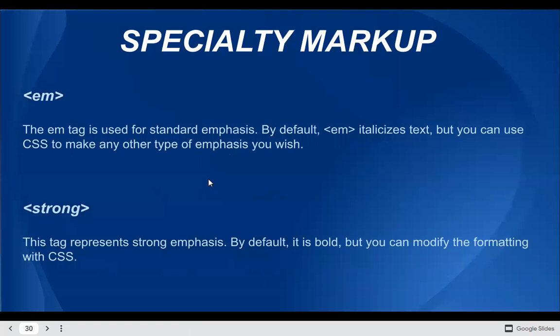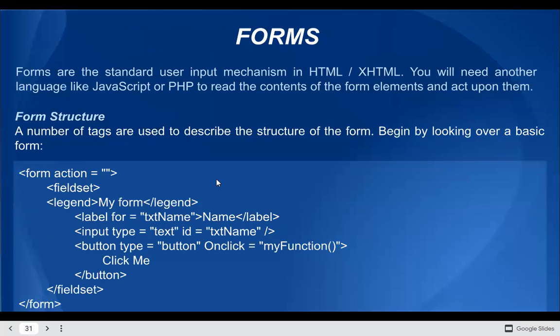What is EM? The EM tag is used for standard emphasis. By default, EM italicizes text, but you can use CSS to make any other type of emphasis. What is strong? This tag represents strong emphasis. By default, it is bold, but you can modify the formatting with CSS.